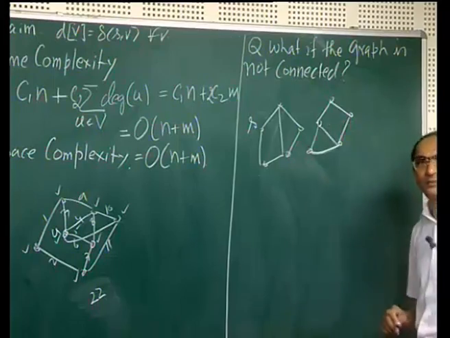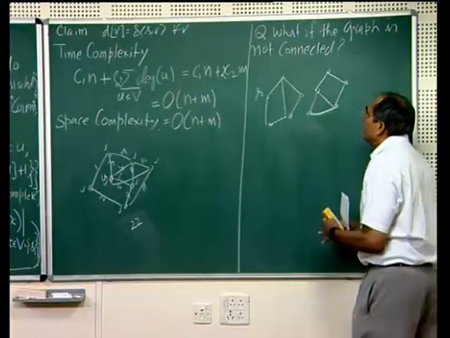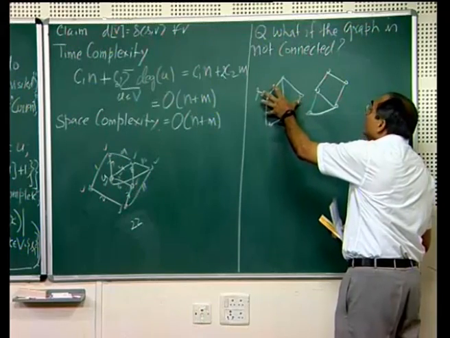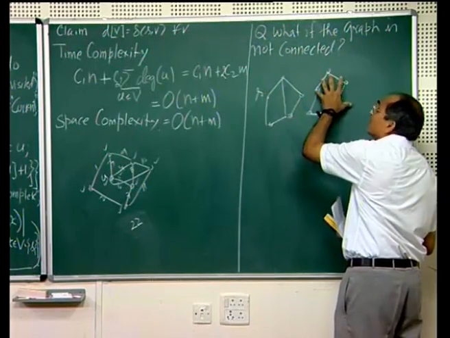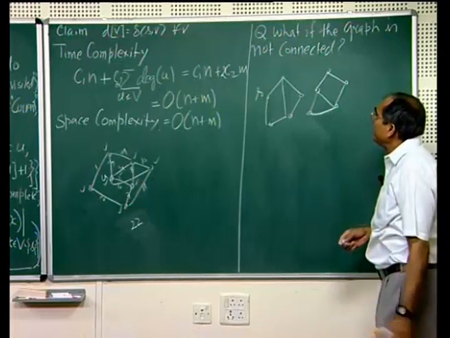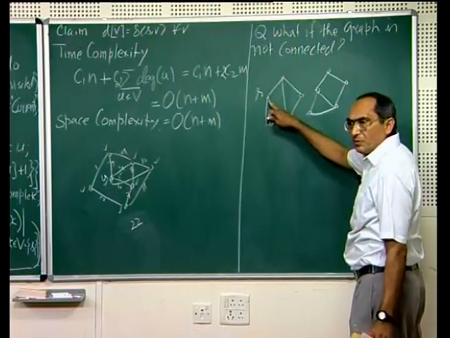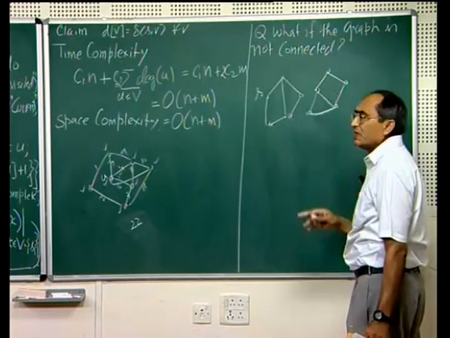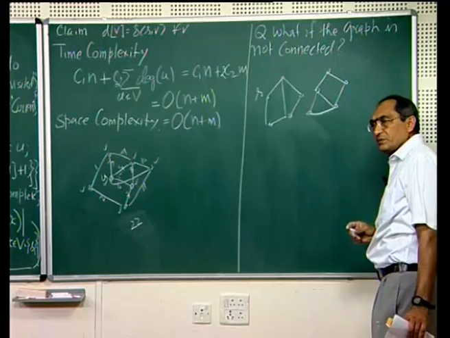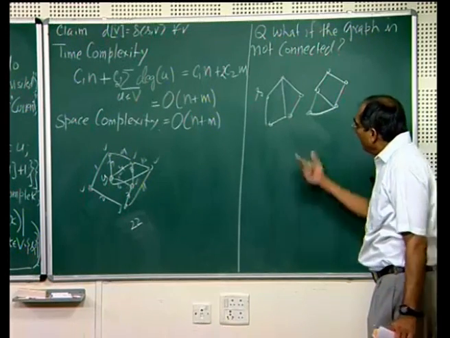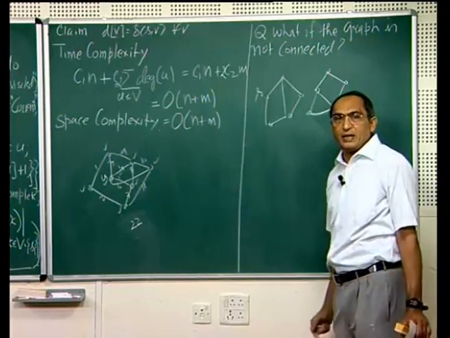This is the graph. Turns out that the set of vertices here have no edge to this set of vertices, which means there is no way we can go from S to any of these vertices. Such graphs are known as not connected graphs. If I input such a graph to our algorithm, what will happen?